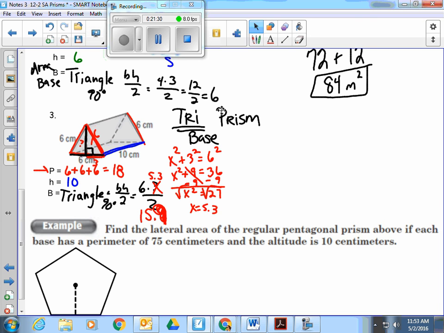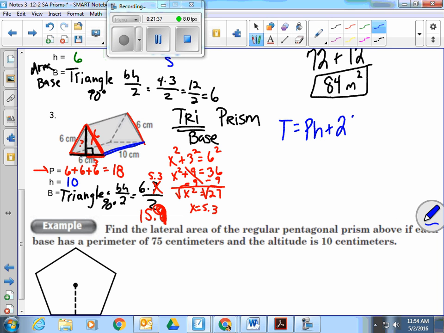Okay, now we have all the pieces I need. Now let's go plug it into our formula. Perimeter of our base is 18. Our height is 10. And the area of our base is 15.9. So this gives me 180. 2 times 15.9 is what, 31.2? Is that right? I got 31.8. 31.8? Okay.